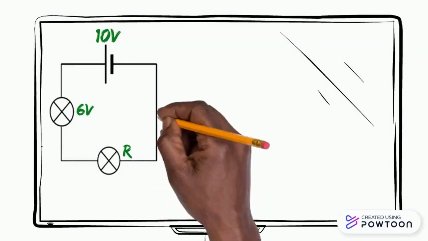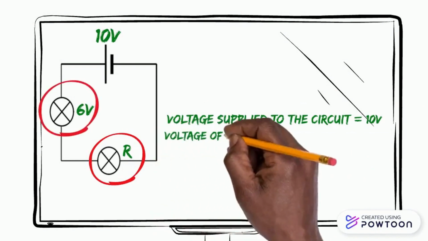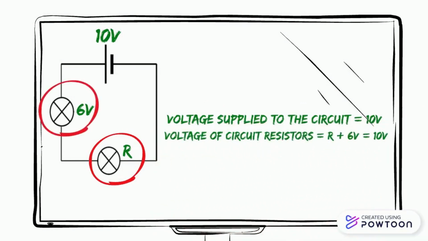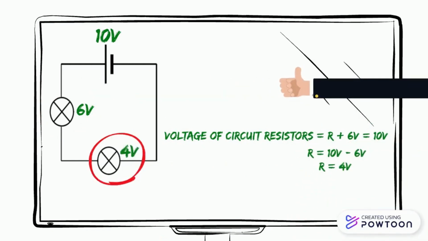We can see that the voltage supplied by the power source to the circuit is 10 volts. We can use KVL to find the voltage across the resistor R, as we know in order to satisfy KVL, the voltage across the circuit elements also have to equal 10 volts. As this circuit is in series, we can add these values and we find that the voltage across R must be 4 volts to conserve energy.